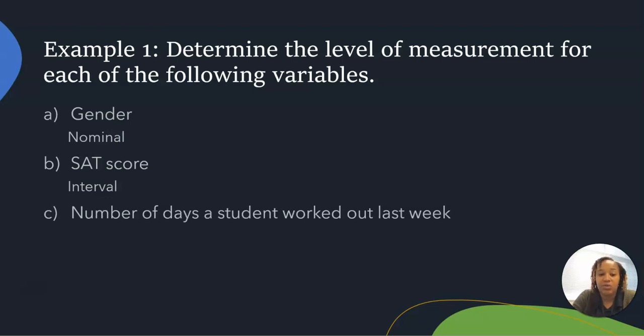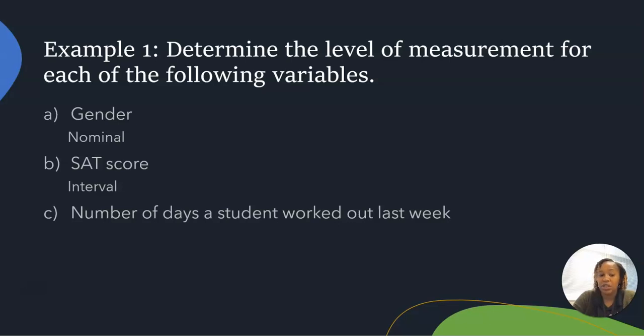Number of days a student worked out last week. So a student could have worked out 0 days, 1 day, 2 days, 3 days, 4 days, 5 days, 6 days, or 7 days. They could have worked out every day. And so those are numbers. It's putting it in the category. So remember, your qualitative data could also be numbers.